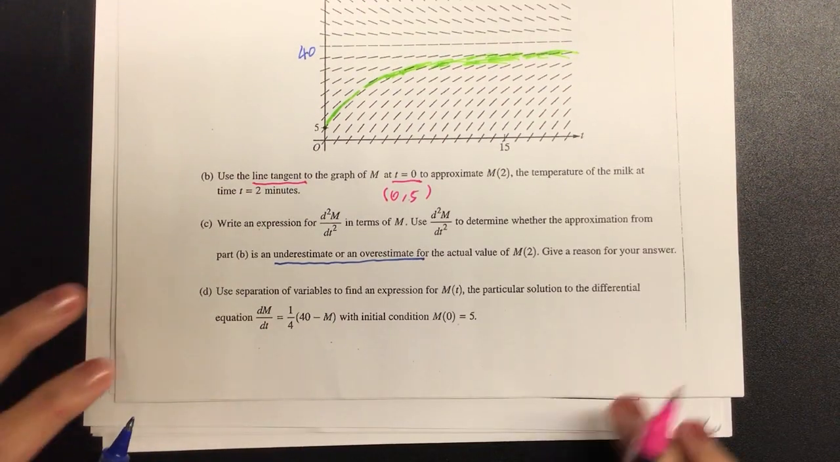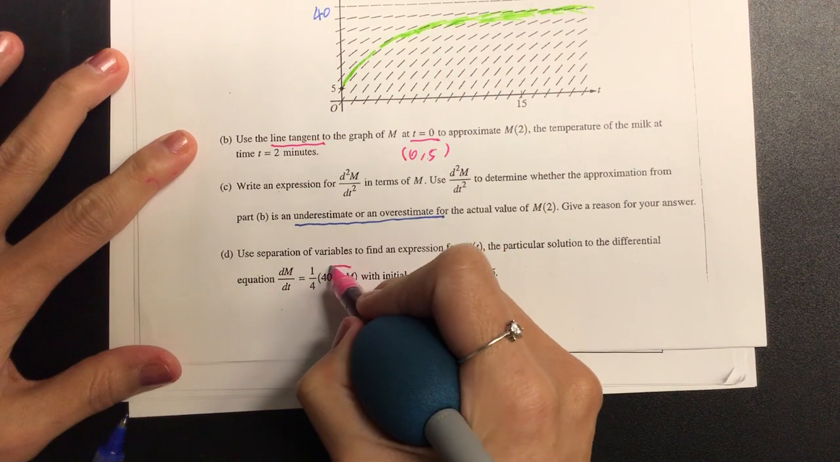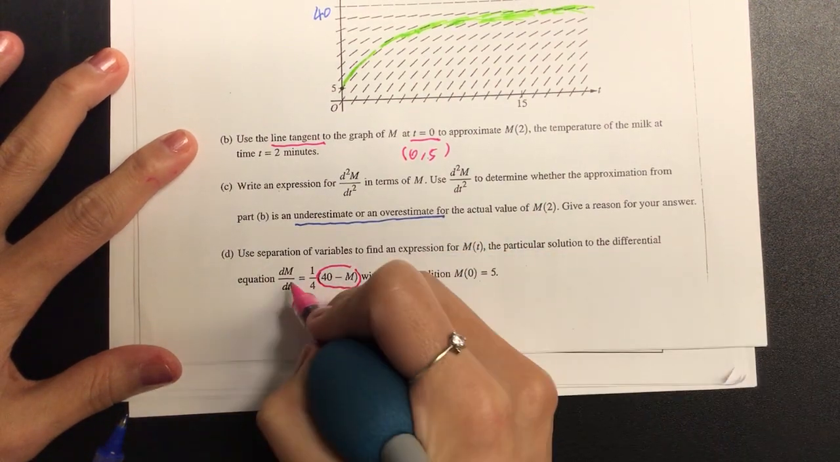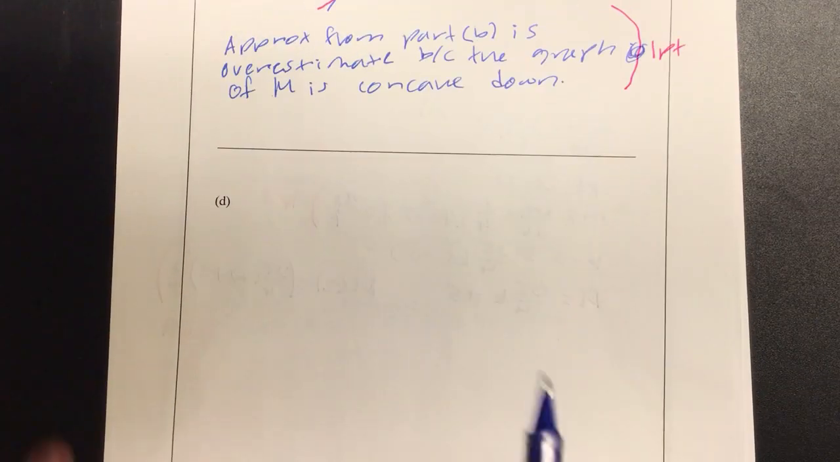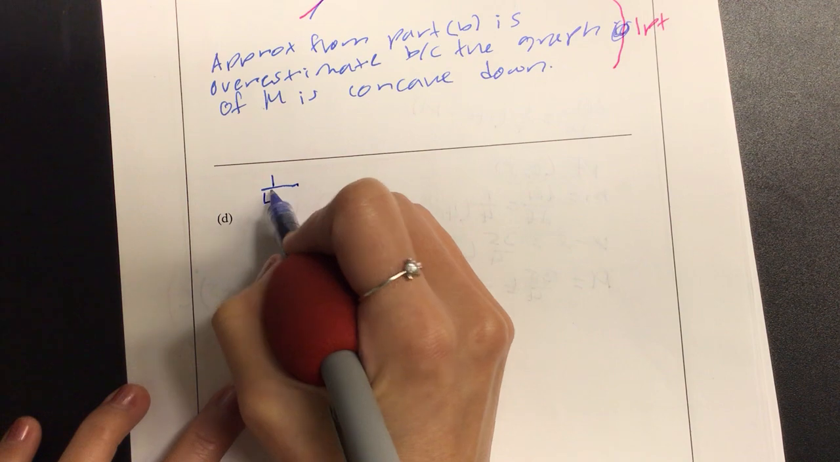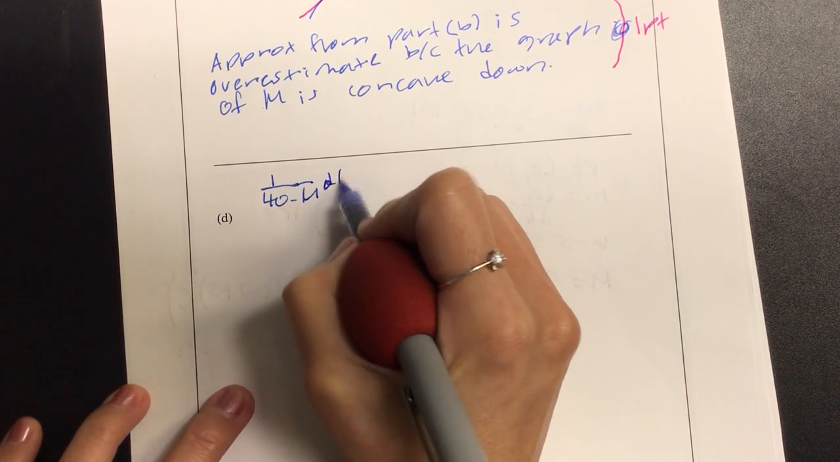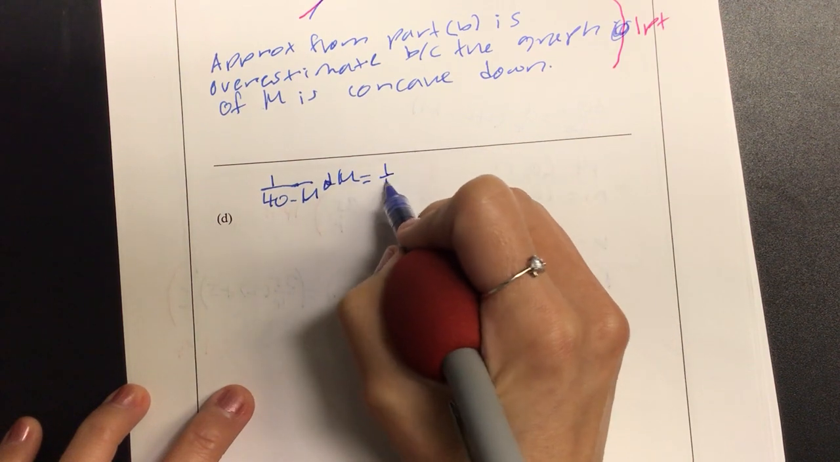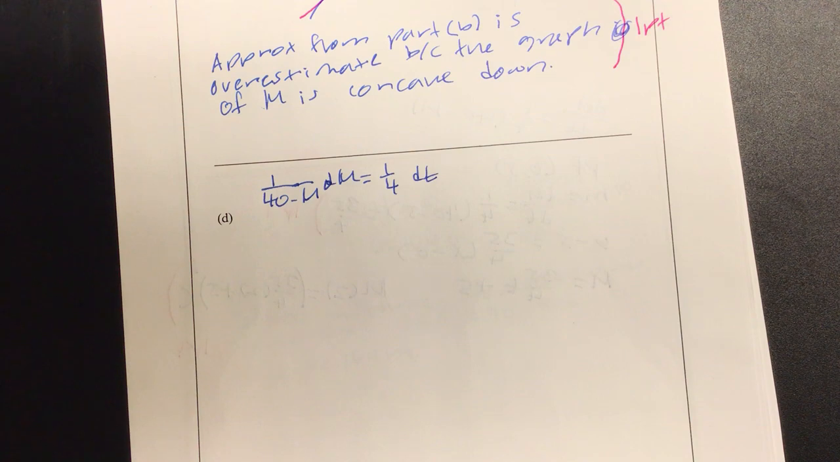The first thing we're going to do is put the m's together and then the t's together. So I'm going to move this over here by dividing and move dt by multiplying. That's applying algebra 1. So we have 1 over 40 minus m dm is equal to 1/4 dt. The right side is pretty easy. I want to worry about the left side.